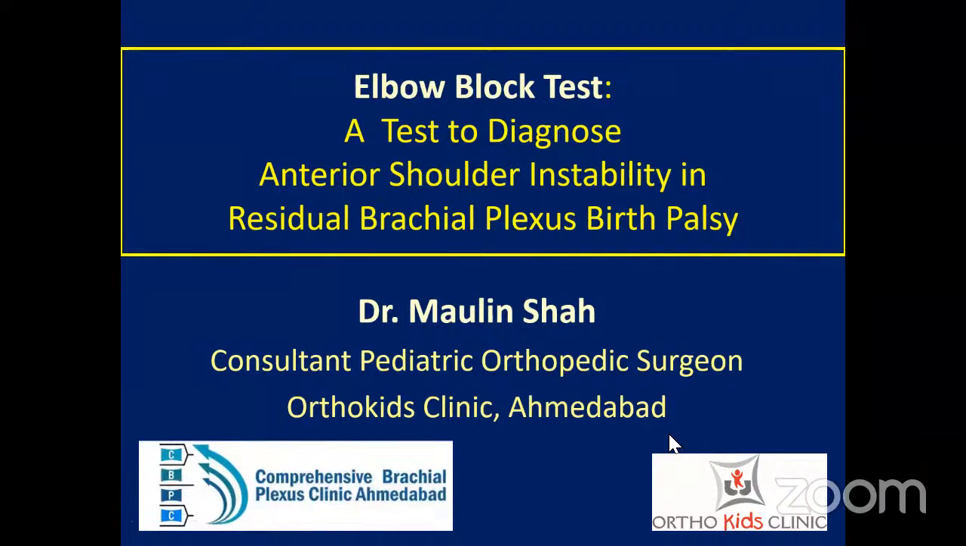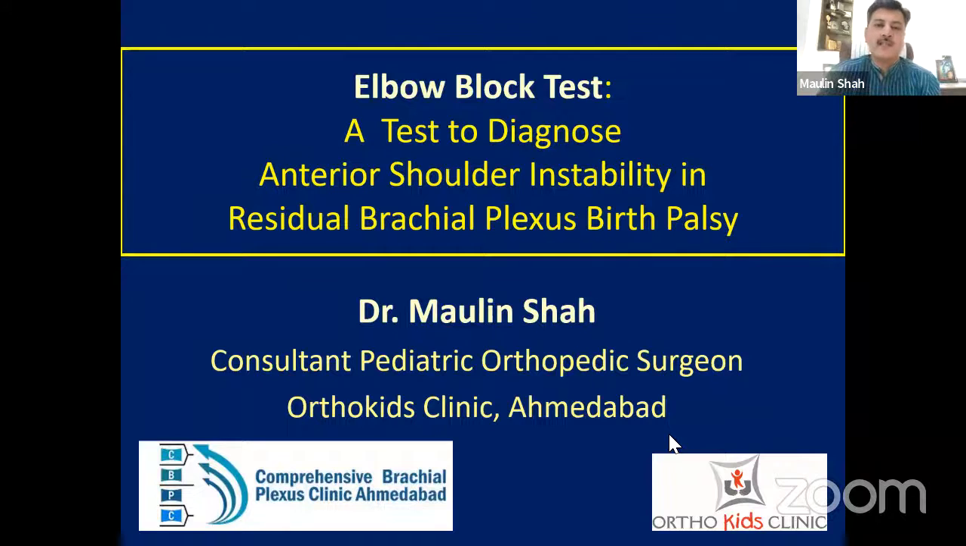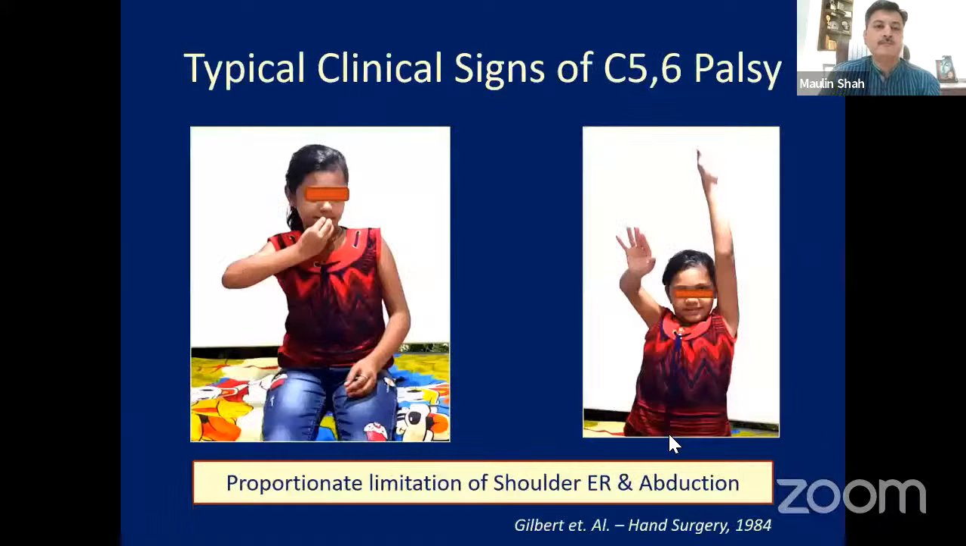Okay, fine. So this test, we have termed it as an elbow block test. So far we have been discussing posterior subluxation in brachial plexus palsy, typical C5-6 palsy. I want to draw your attention to anterior instability or anterior subluxation of the glenohumeral joint through this paper.